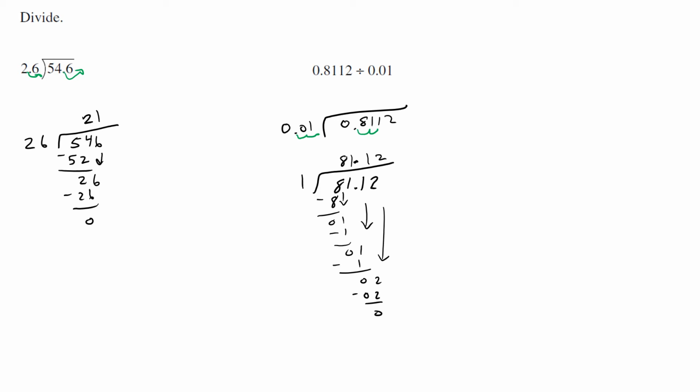So hopefully what you recognized here is that when we move that decimal, because this is actually a power of 10, like 10 to the negative 2, because we moved it 2 places, what that's doing is it's actually just moving the decimal place. So if we have 81.12 divided by 1, well, that's just going to give us 81.12. And so when we divided by 0.01, it took 2 decimal places to make that a 1. So we moved this 2 decimal places to make it 81.12. And that'll be our final answer there.